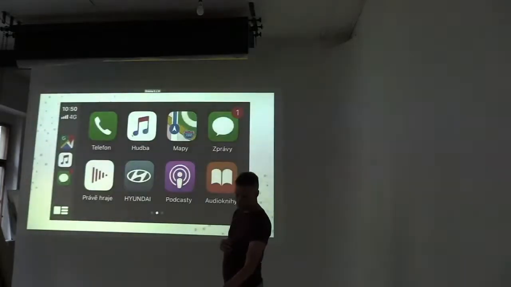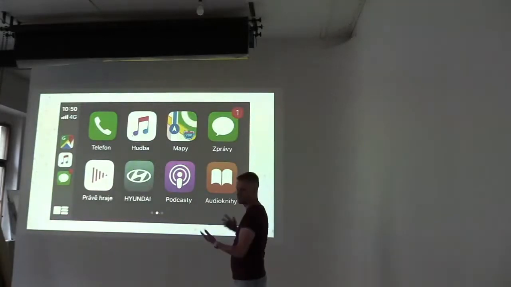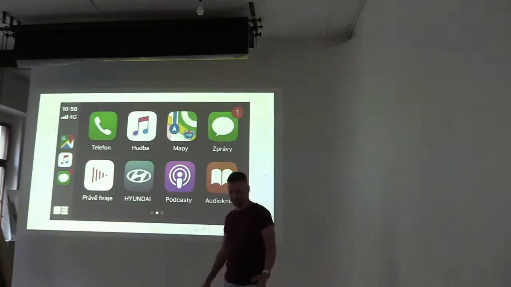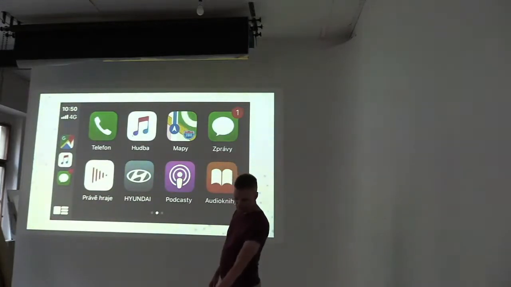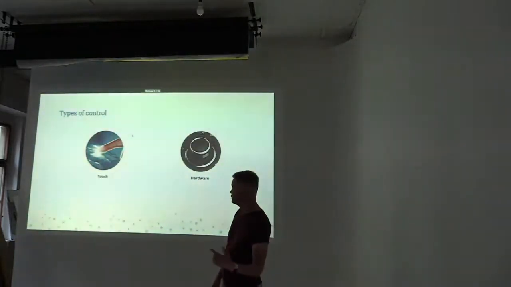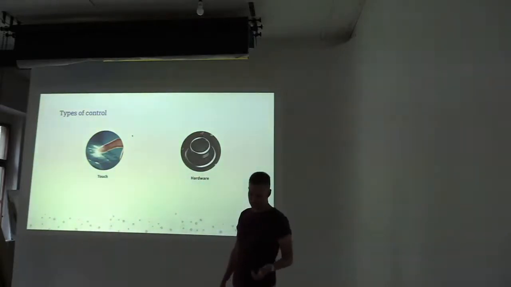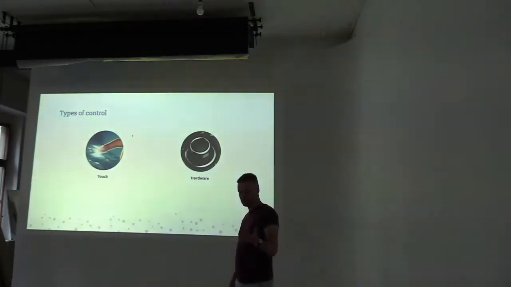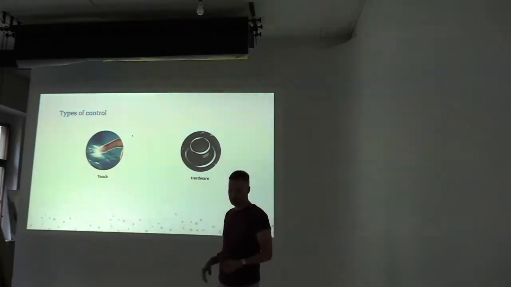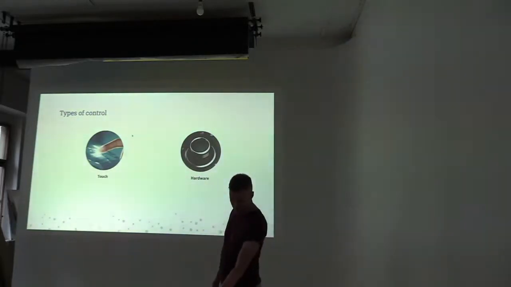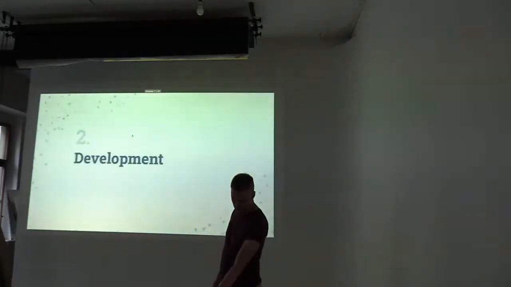So what is CarPlay? CarPlay is basically this thing. It's a screen of infotainment in your car. It's powered by your iPhone, and you can see some apps here. Nice, right? There are two types of controls. First is touch, if your infotainment supports touch. And then some other manufacturers like BMW or Mazda use hardware buttons to control the infotainment. Keep that in mind, I will use it further in the presentation.